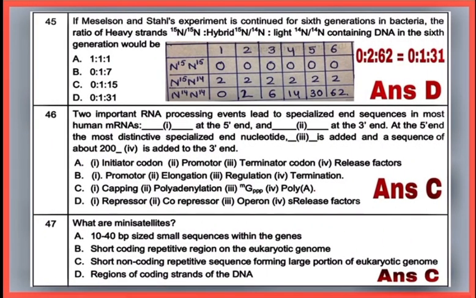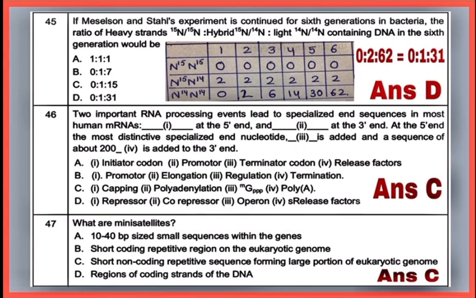Question number 45. If Meselson and Stahl's experiment is continued for 6th generation in bacteria, the ratio of heavy strands N15, N15, hybrid strands N15, N14 and light strands N14, N14 containing DNA in the 6th generation would be option D, 0:1:31. Check the solution to calculate it.